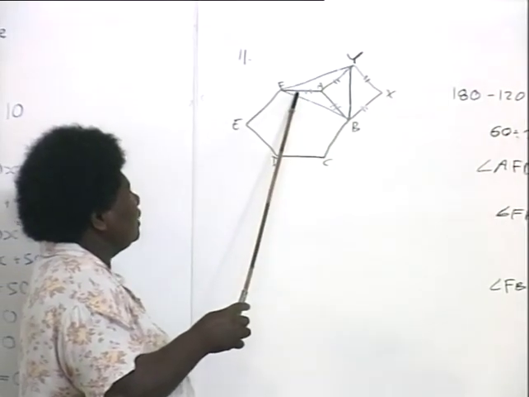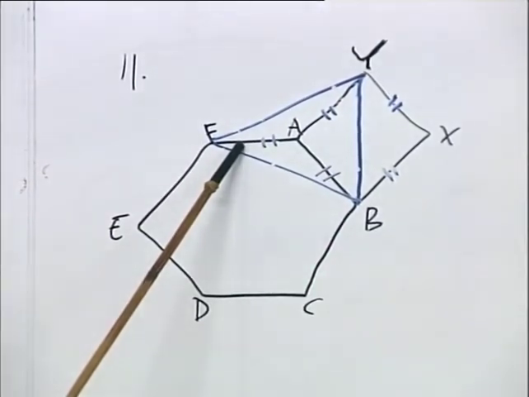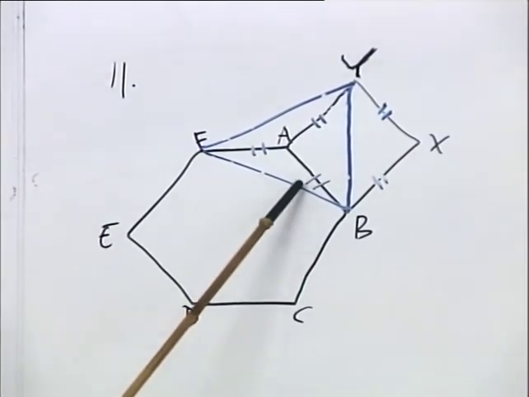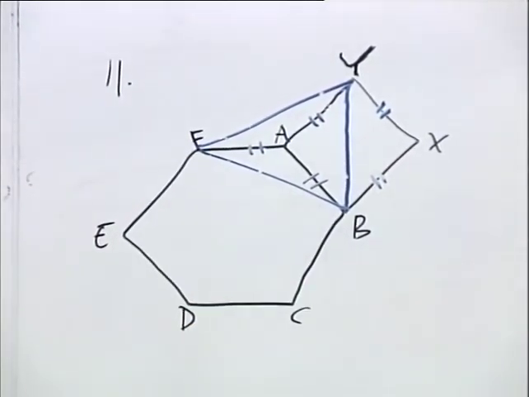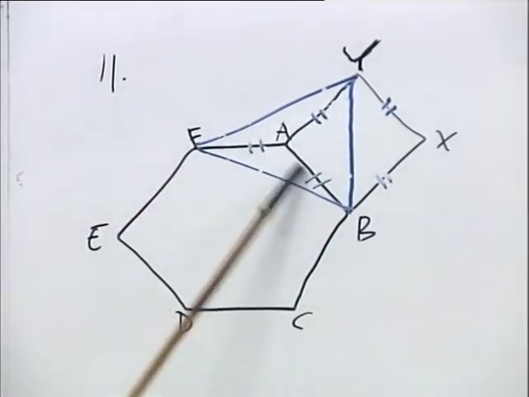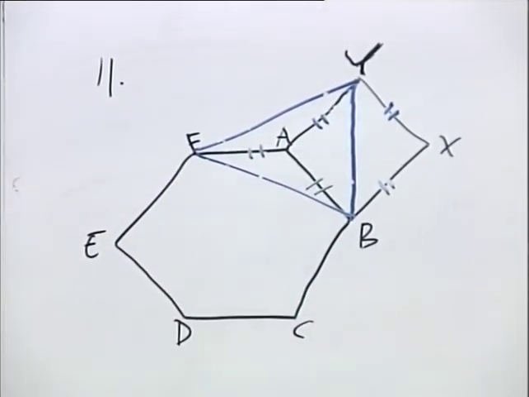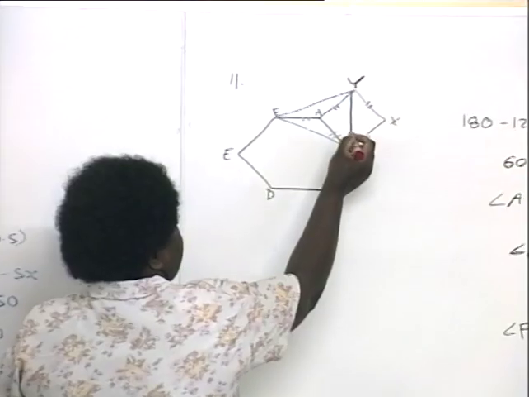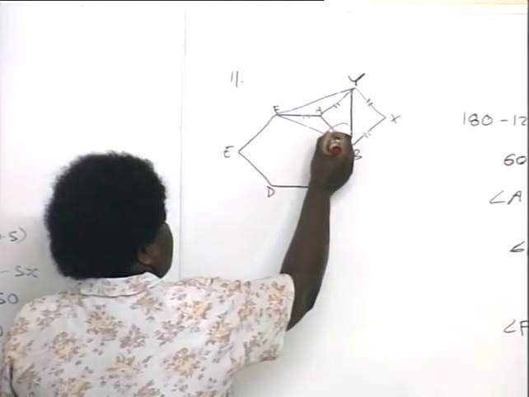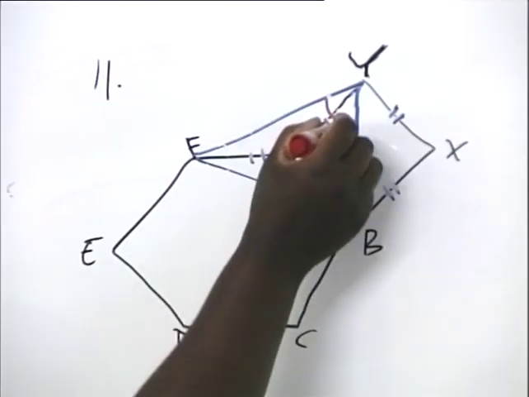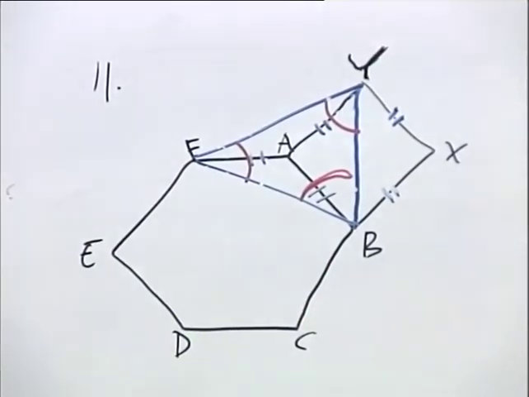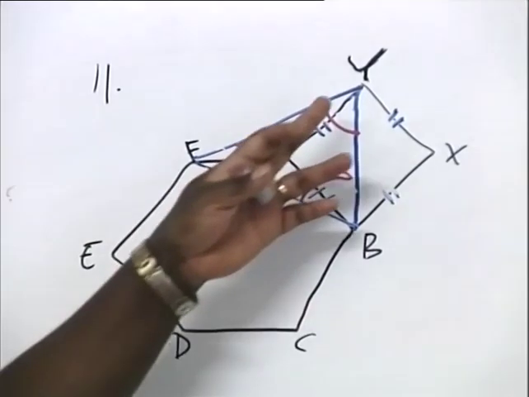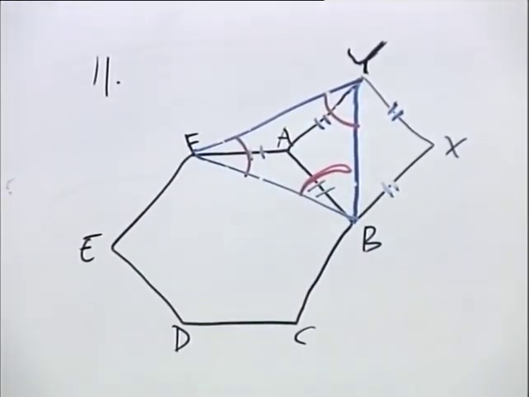AFB, which is this one. Okay, AFB, this angle and this angle must be the same because triangle FAB is an isosceles triangle. The angles that we want are this angle and this one, because these are the three angles of the triangle BFY.